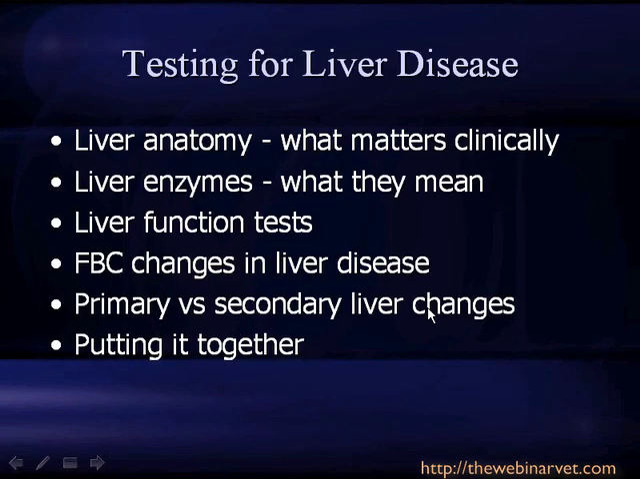Okay, so in terms of the structure of the rest of this talk, I want to start off briefly by just reviewing a little bit of the liver anatomy and what matters to us clinically and from the point of view of the tests we use. Talk a little bit about liver enzymes, the function tests, the additional information that full blood counts can give us, and then talk about this differentiation of primary and secondary liver changes a little bit further, the thing that really poses a challenge to us.